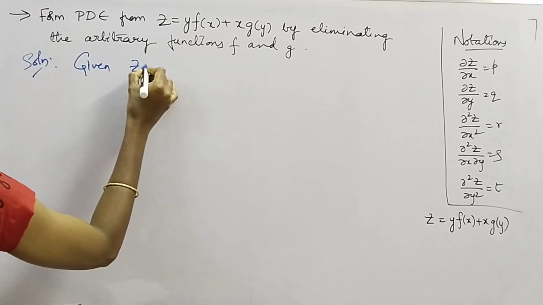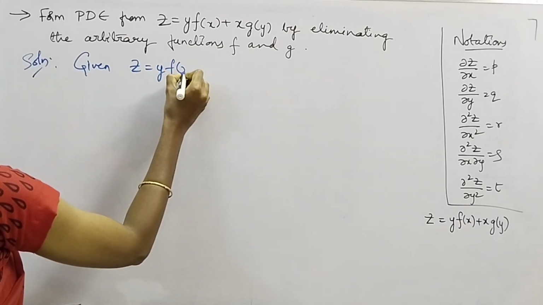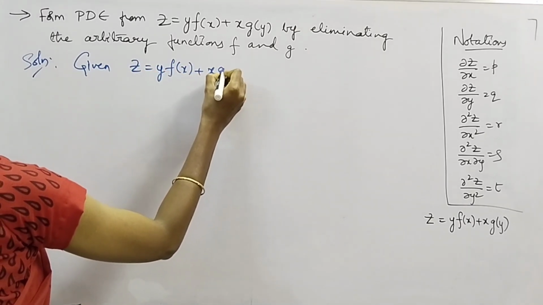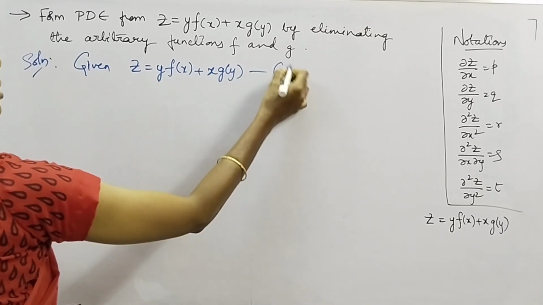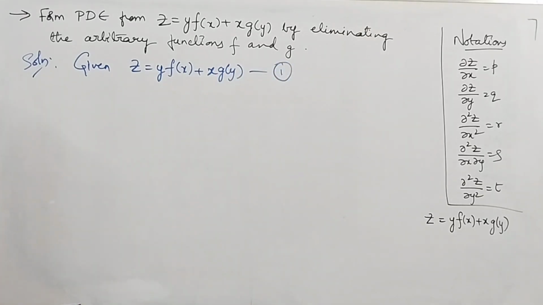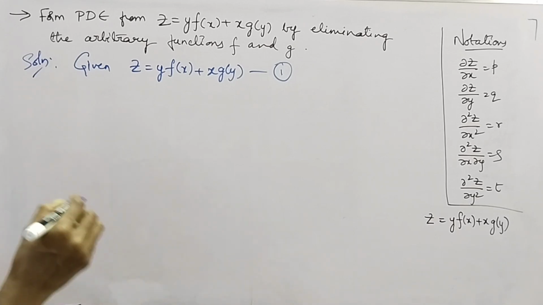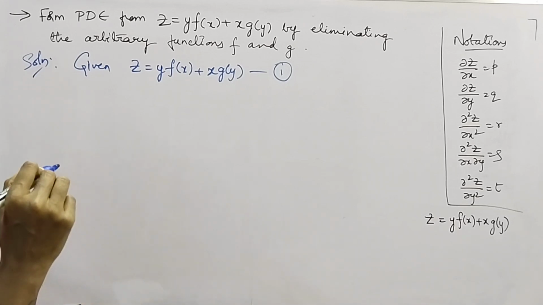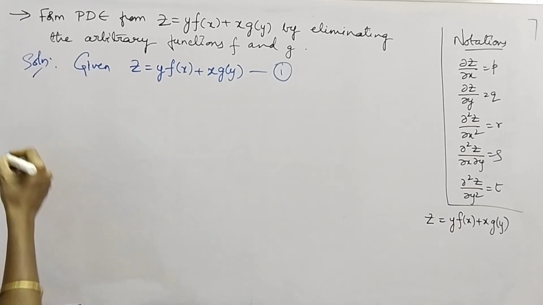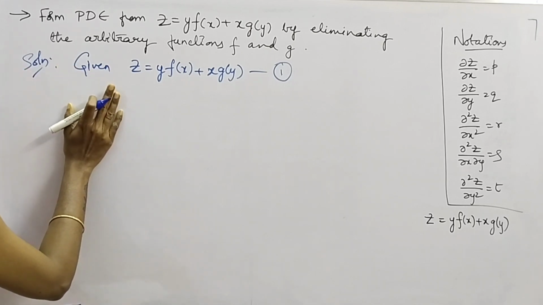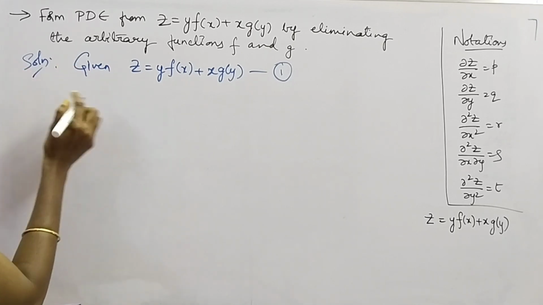Given z equal to y into f of x plus x into g of y, consider it as equation number 1. Now let's partially differentiate it with respect to x. Here we have two arbitrary functions f and g, and we are going to find p, q, r, t and also s if we feel it's necessary. Let's see. Now I'll partially differentiate it with respect to x.